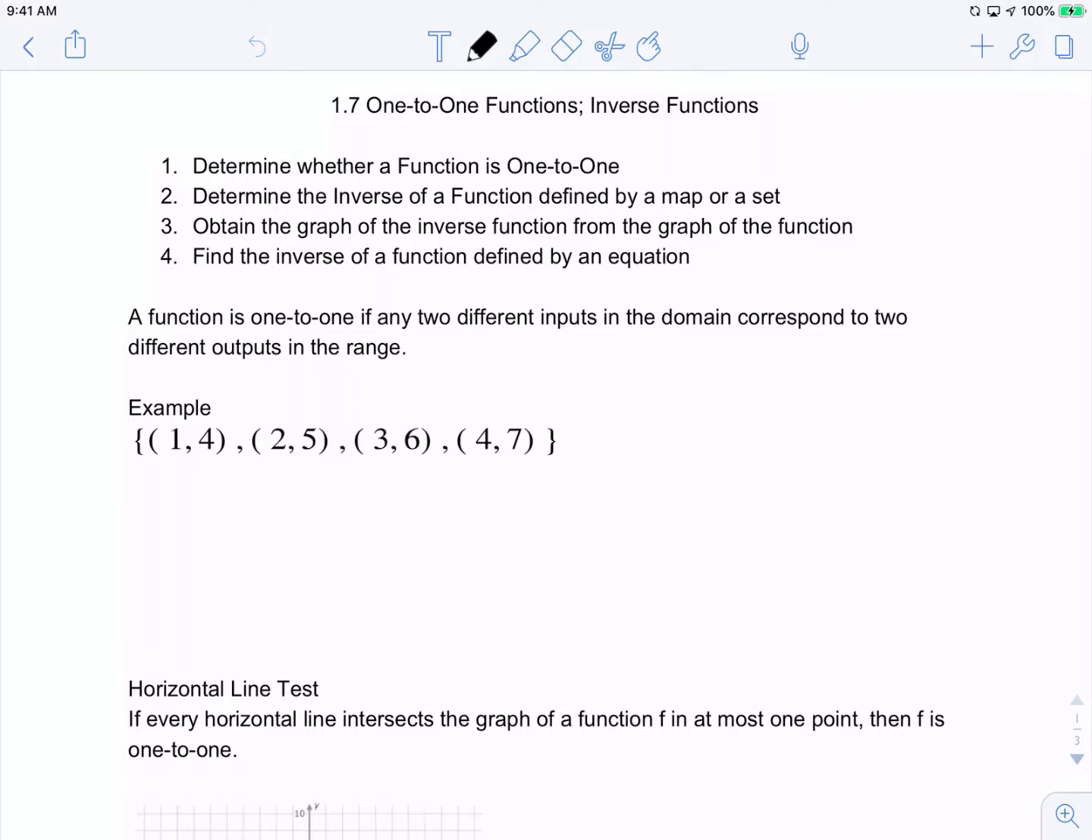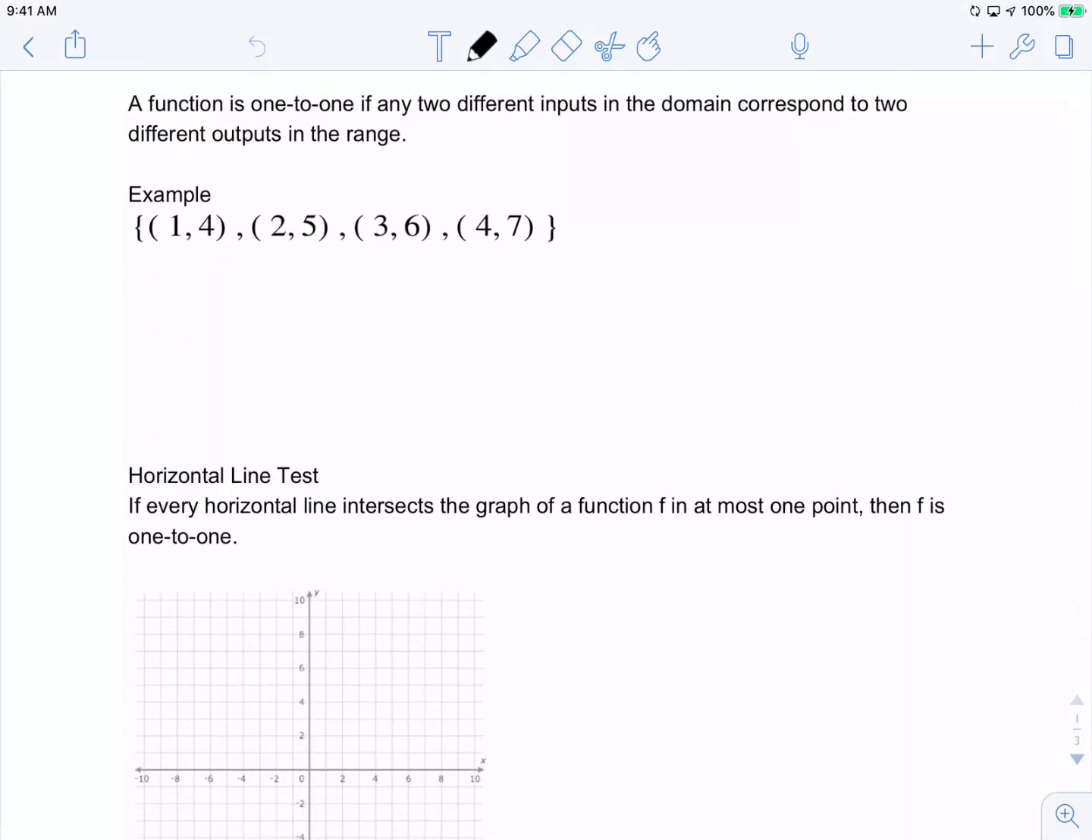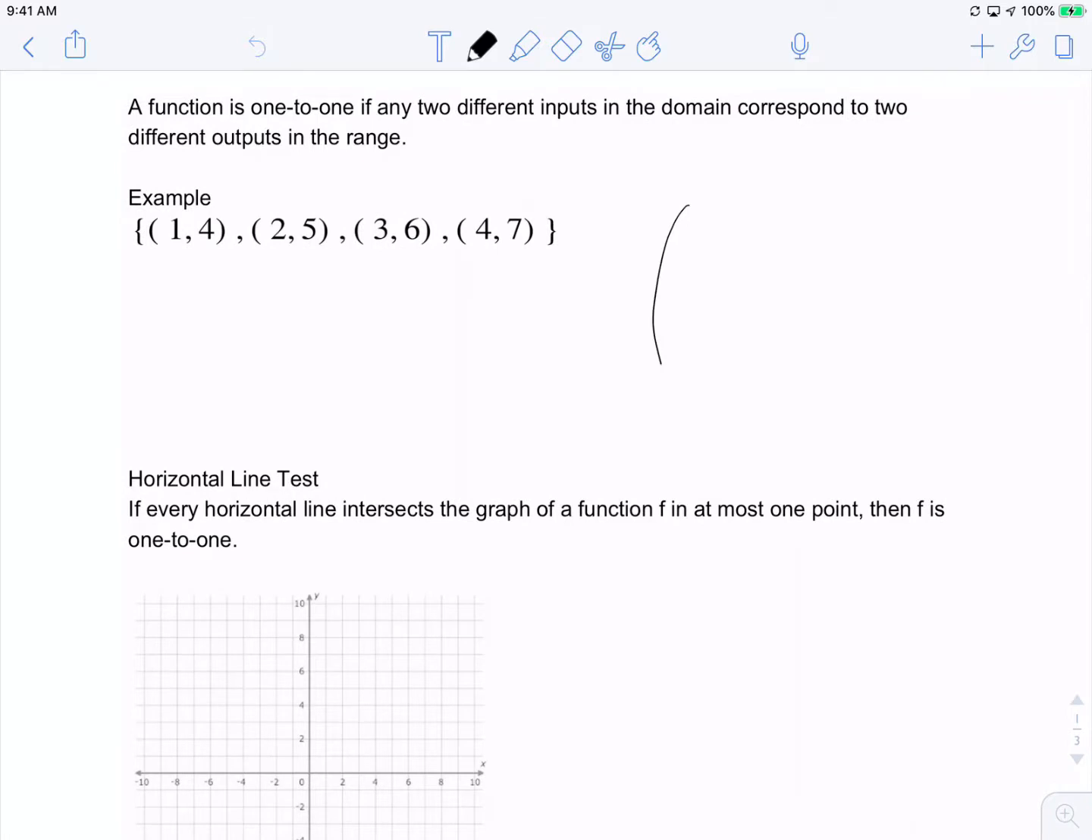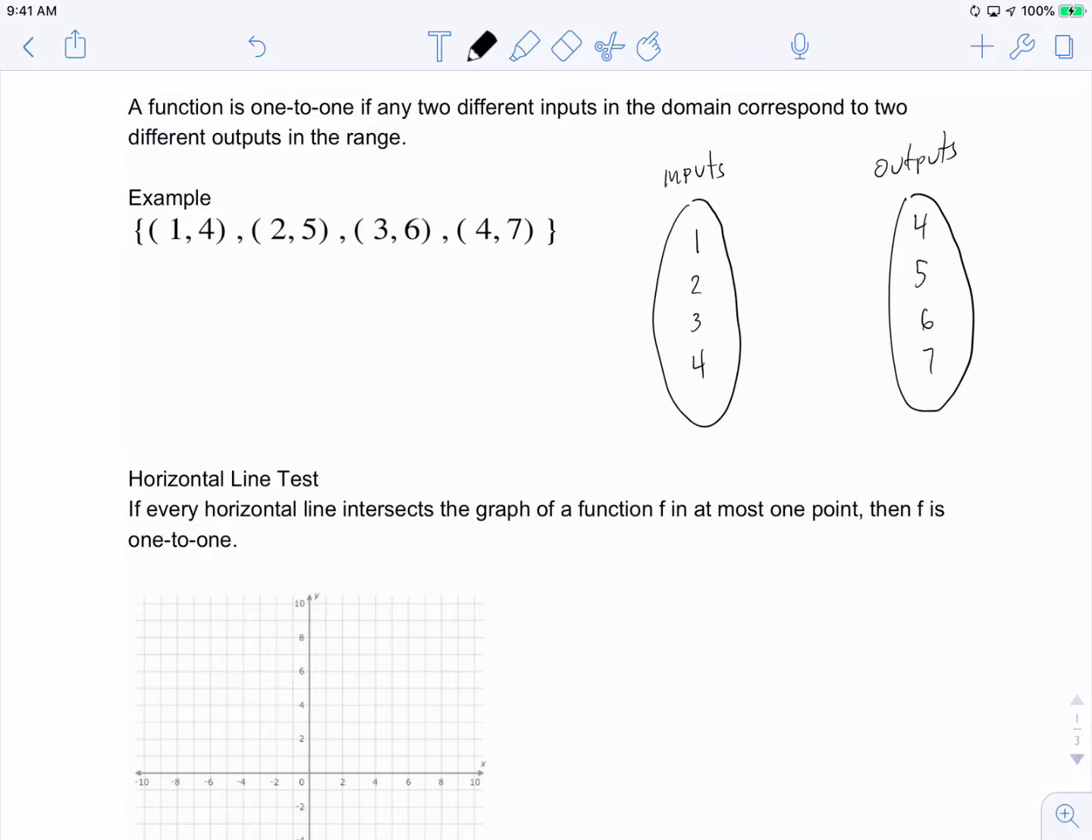Okay, so first, a function is one-to-one if any 2 different inputs in the domain correspond to 2 different outputs in the range. Now I'm going to use an example that I used earlier with this set, and I'm going to have a collection of inputs. So 1, 2, 3, and 4, those are the x's. And then the outputs, which will be our y's, so that would be 4, 5, 6, and 7.